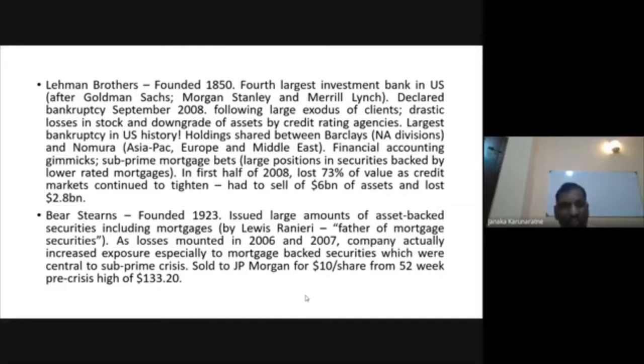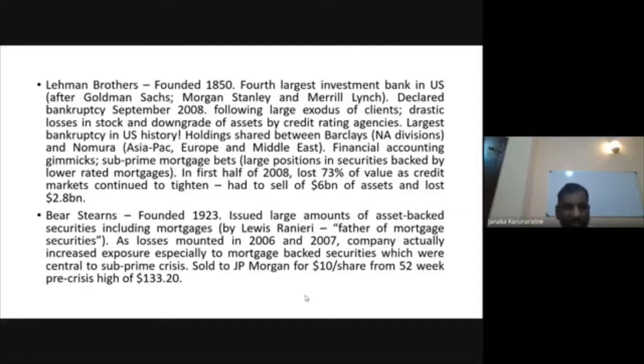So there were drastic losses in stock and downgrade of assets by credit rating agencies, and the largest bankruptcy in US history. So major reasons were financial accounting gimmicks. So they were fraudulent, accounting to show a better picture. And also they engaged in subprime mortgage bets, large positions in securities backed by lower rated mortgages. So as a result, in the first half of 2008, they lost 73% of value as credit markets continued to tighten. So they had to sell $6 billion worth of assets and lost $2.8 billion. Okay, so it's a mammoth amount, which itself led to the closing down of Lehman Brothers.